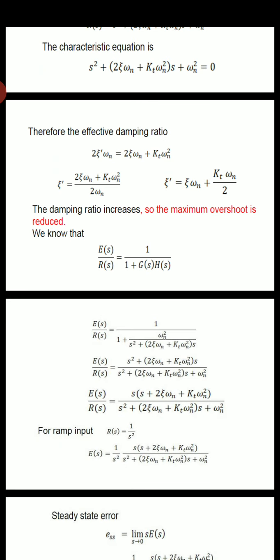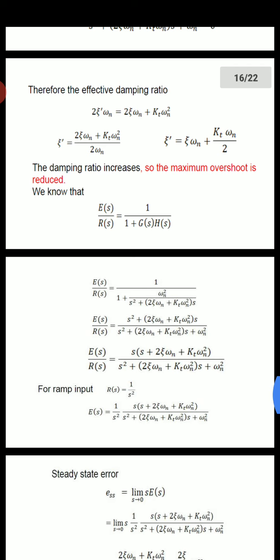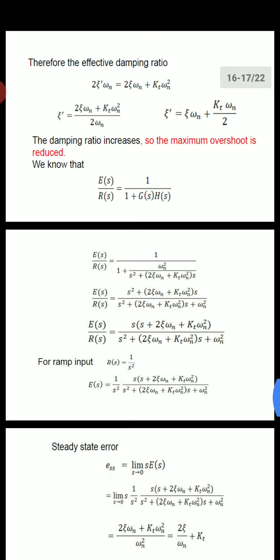E(s) divided by R(s) is equal to, if you take s common, s into open bracket s plus 2 zeta omega n plus Kt omega n square close bracket divided by s square plus open bracket 2 zeta omega n plus Kt into omega n square close bracket s plus omega n square. For a ramp input, r(t) is equal to t, but R(s) is equal to 1 divided by s square. In E(s), you substitute this in place of R(s).